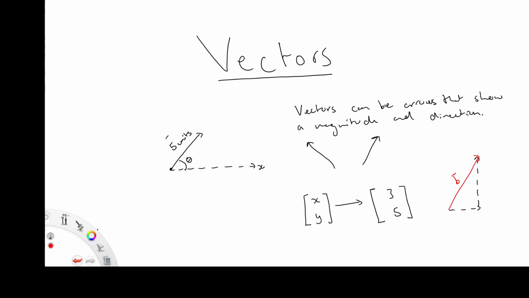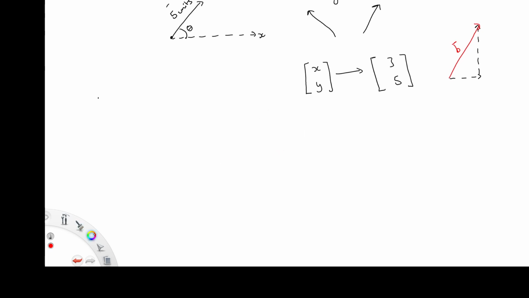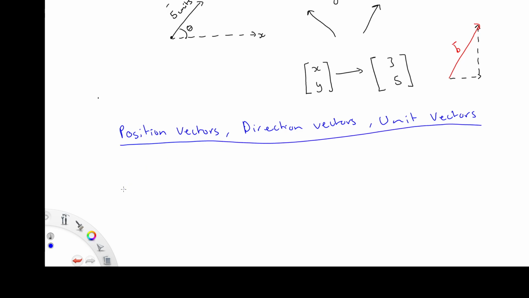Now there are 3 types of vectors that you need to understand. Number 1, the first type of vector we have... so we have 3 types of vectors: position vectors, direction vectors, and unit vectors. Okay, it's these 3. So let's discuss position vectors first.